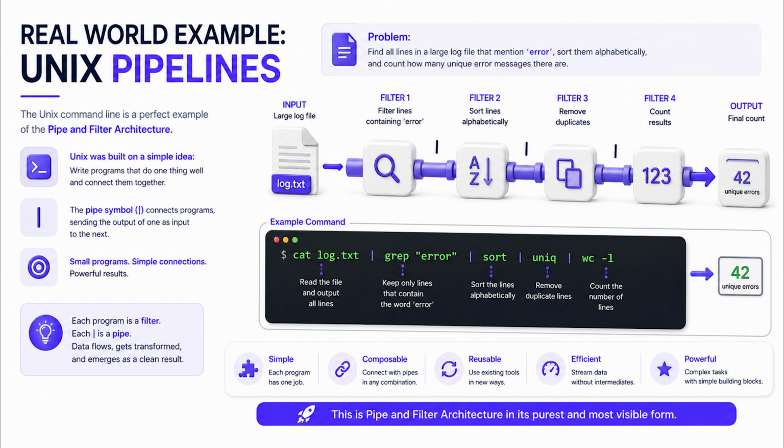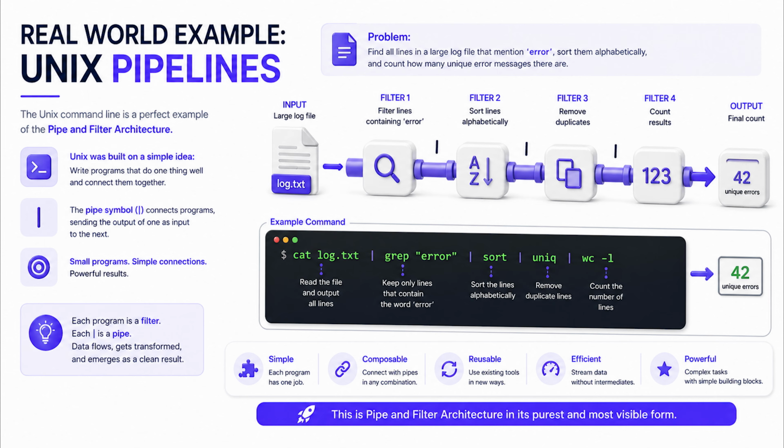Here is another example, and this one is where the pipe and filter architecture literally gets its name from. The UNIX command line. The UNIX operating system was designed in the early 1970s at Bell Labs. One of its founding ideas was that each program should do one thing and do it well, and that programs should be able to pass their output to other programs as input. This is done using the pipe symbol, which is simply a vertical bar on your keyboard.